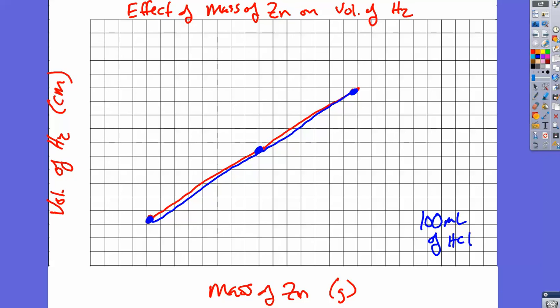Eventually, if we kept adding more and more zinc, we would reach a spot where adding more zinc stopped causing the balloon to get bigger, and we would have this flat horizontal line. When that happens, it means we've used up all the hydrochloric acid, and more zinc is not helping us make more hydrogen gas. It's like using up all your marshmallows, adding more chocolate is not going to help you make more s'mores. Once you run out of that ingredient, that's the thing that you need to replace in order to keep getting more s'mores, or in this case, more hydrogen gas being produced.